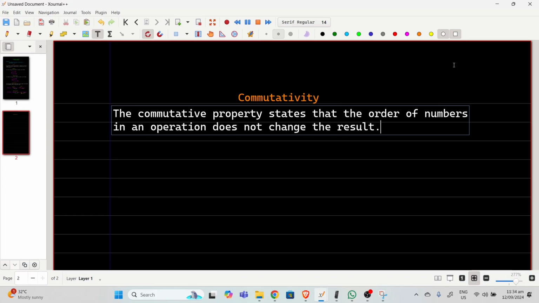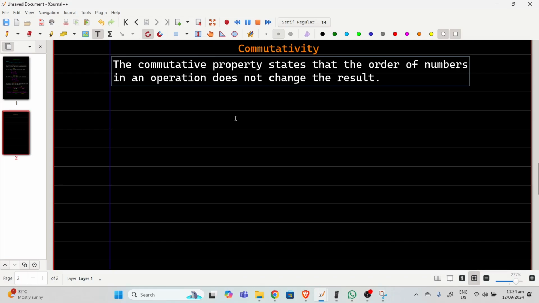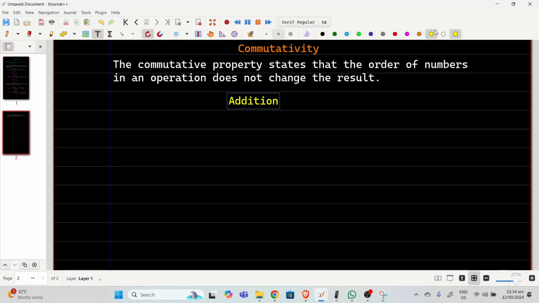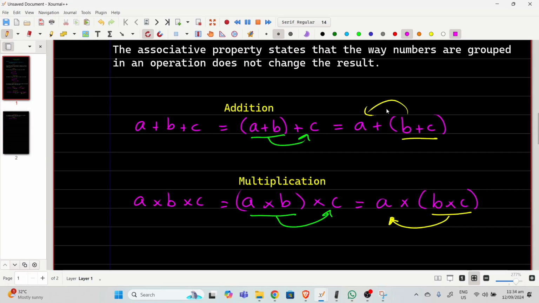The commutative property. When we look at it for addition, it means that if I have a number A adding to a number B, then it's the same as if I take a number B and add it to the number A. Now, back to the associative property here.